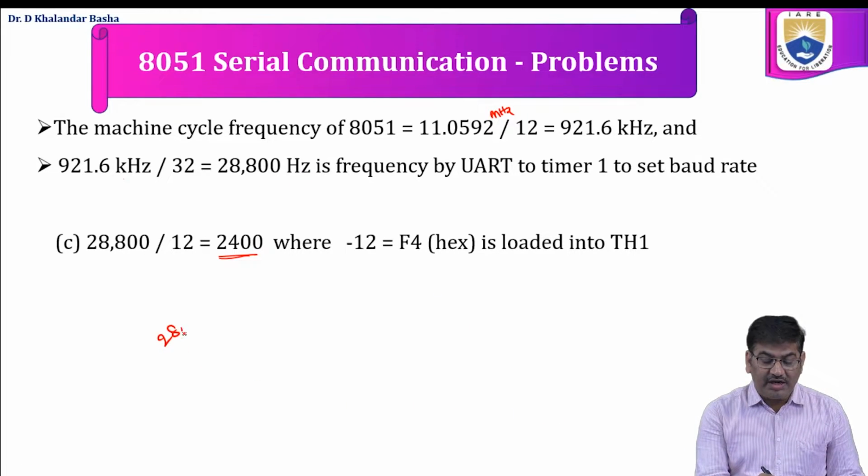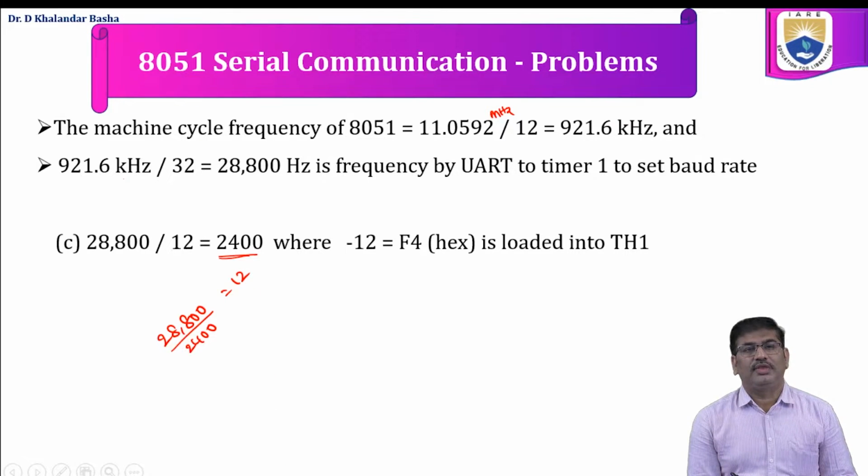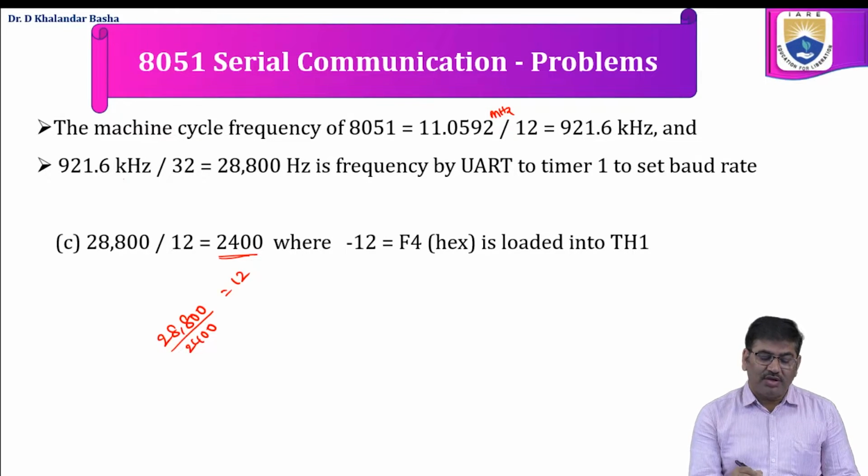From this 28,800 Hz, the baud rate which we require is 2,400. Now when you divide 28,800 by 2,400, we are going to get the value 12, which means 12 clock pulses are required for providing a baud rate of 2,400 by using Timer 1 in auto reload mode. So how is the count we have to load into the TH1 register determined?